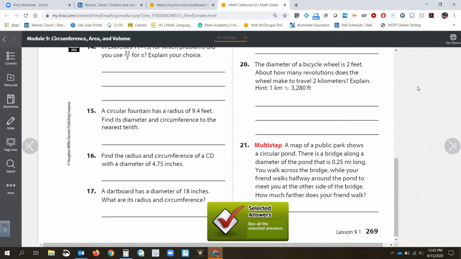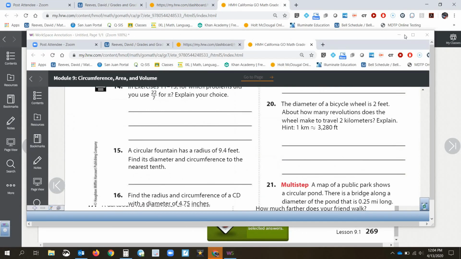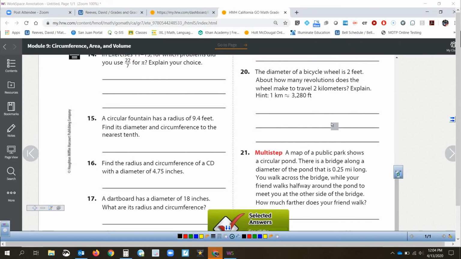I've been asked to do number 20. This is Math 7, Lesson 9.1 on page 269. Again, number 20. It says the diameter of a bicycle wheel is 2 feet. About how many revolutions does it take the wheel to travel 2 kilometers? Explain. Hint, 1 kilometer is approximately 3,280 feet.